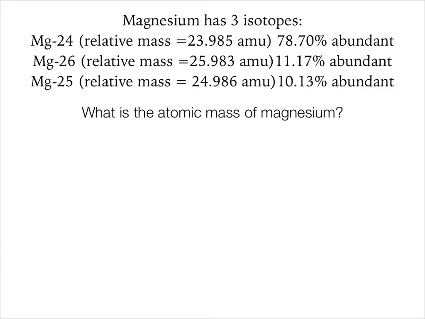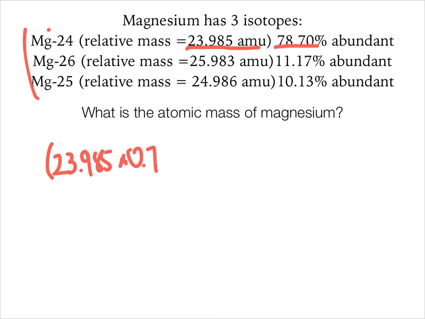So now let's do one that has 3 different isotopes. So up here we got magnesium. Here's their relative atomic mass and the respective percent abundance that goes with each of those. And so when we set this up, I'll start with magnesium 24. There's its relative atomic mass. And I'm going to multiply by it 0.7870. And then I'm going to add to that and do the same thing for magnesium 26.